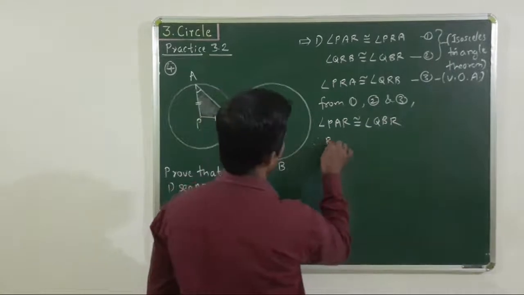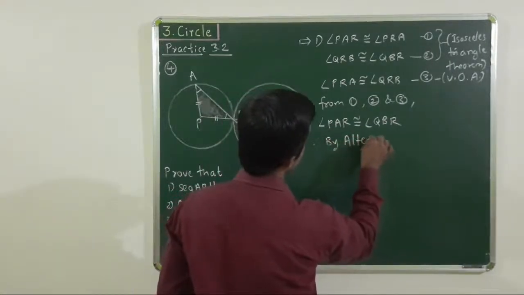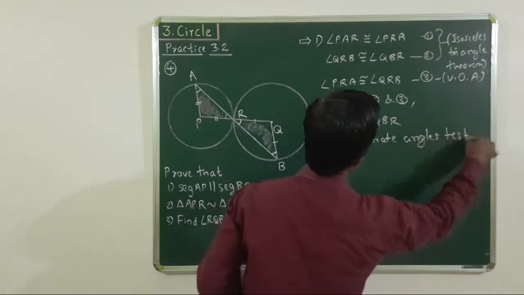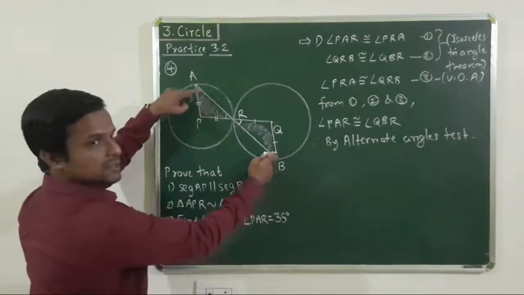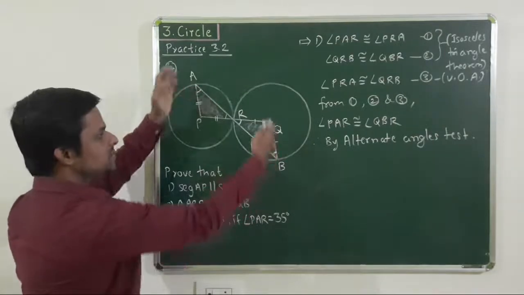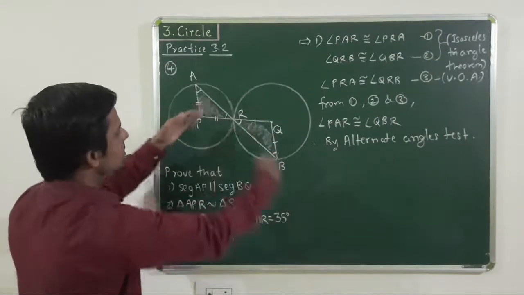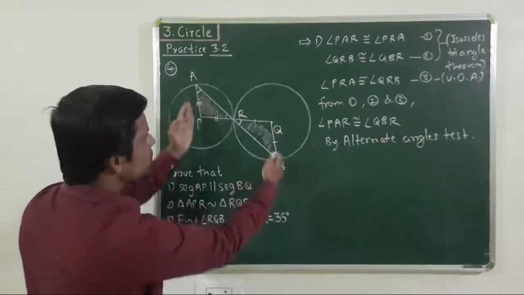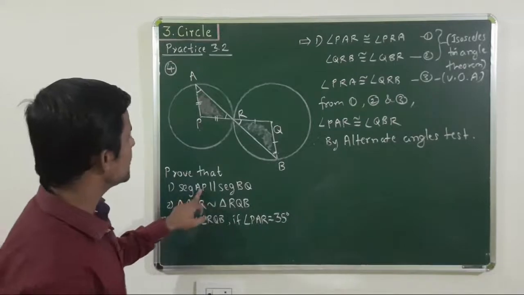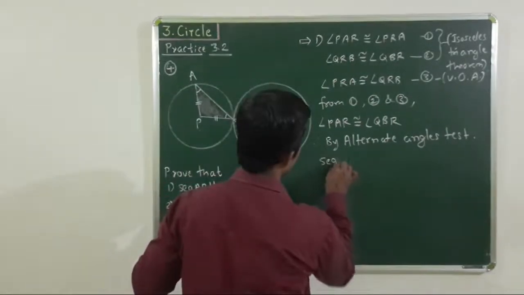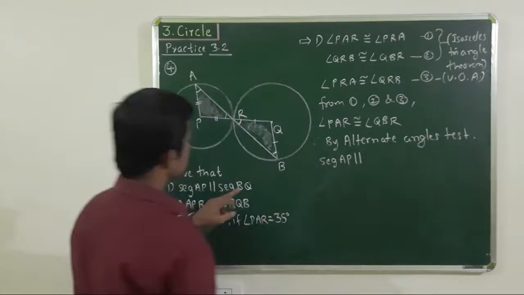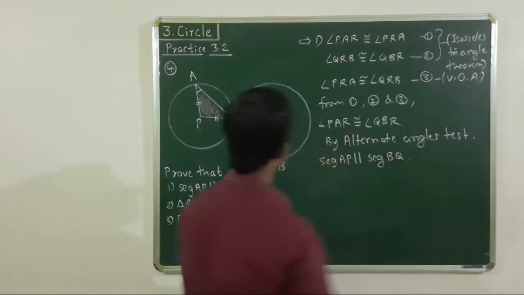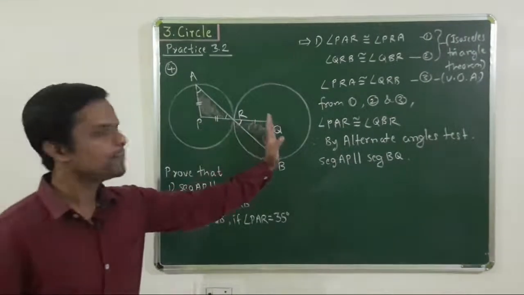Hence, by alternate angles test, since these two angles are congruent, these two are alternate angles for these two lines with this as a transversal, and since alternate angles are congruent, therefore these two are parallel with each other. Therefore segment AP is parallel to segment BQ.